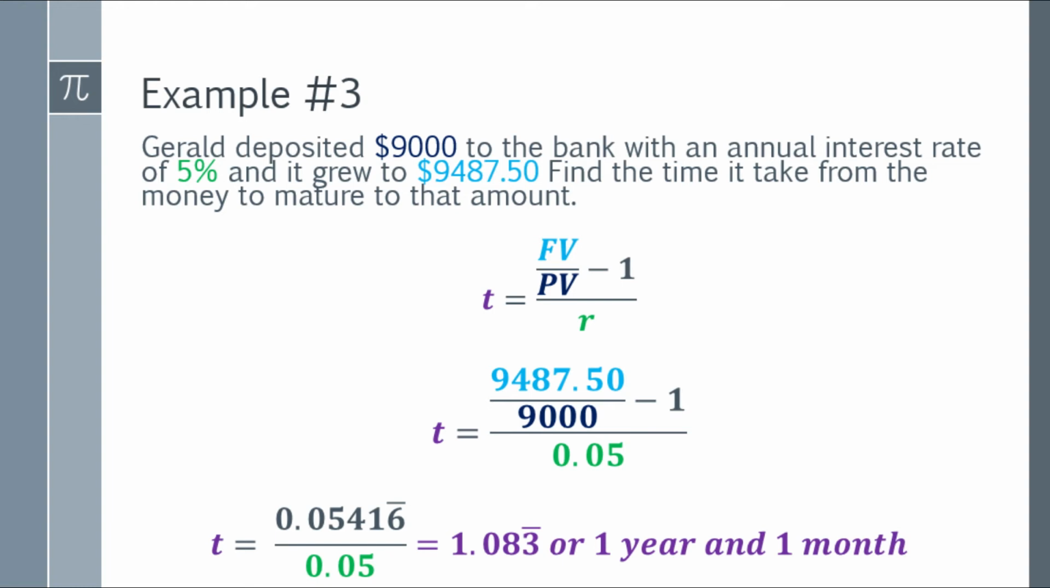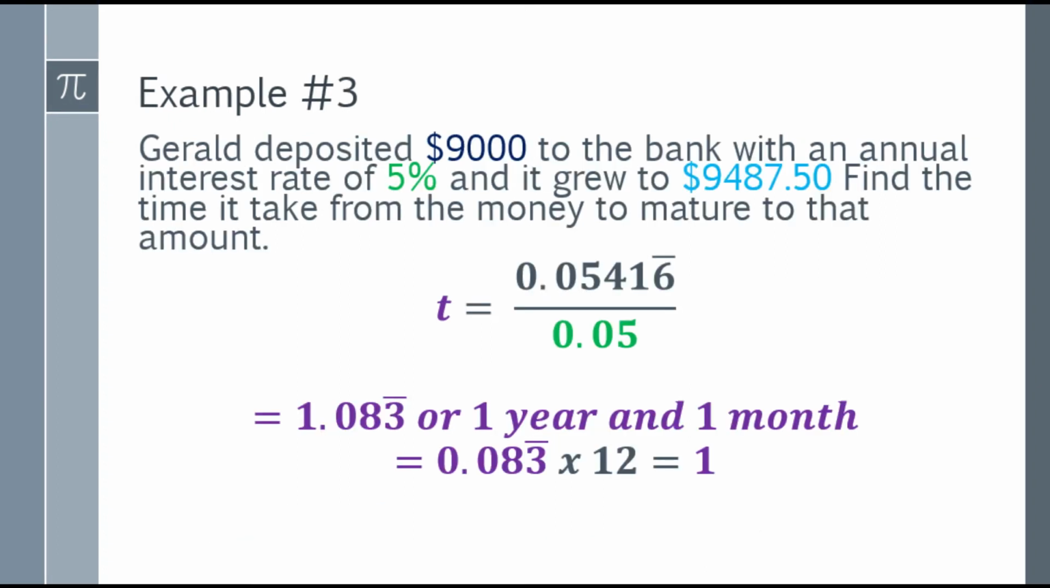Or 1 year and 1 month. So, saan nanggaling yung 1 month na yon, yung 0.083? Remember, ang time nakadepende sa year. So, yung 1 natin is a whole number. So, that's 1 year. Yung 0.083, repeating decimal, i-multiply natin ng 12 yon para makuha natin kung ilang months. So, 0.083, repeating decimal, times mo ng 12, the answer will be 1. So, that will be 1 year and 1 month.